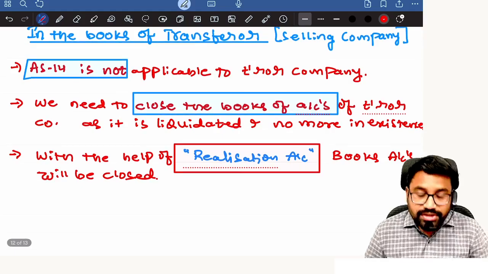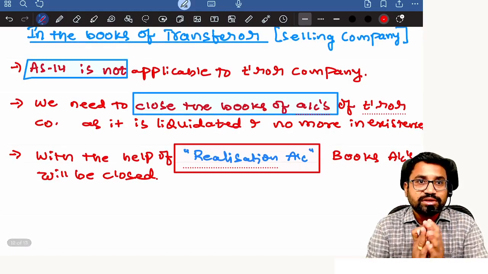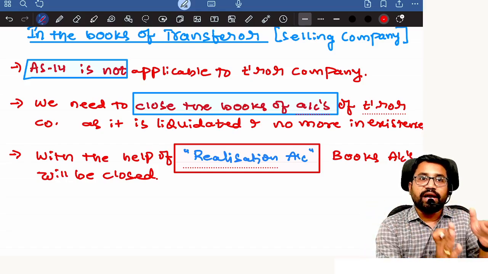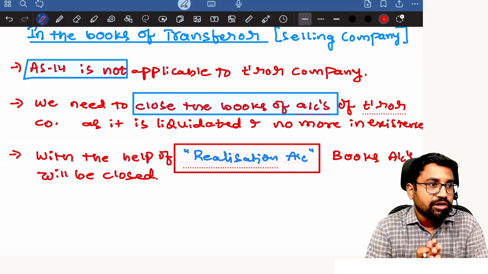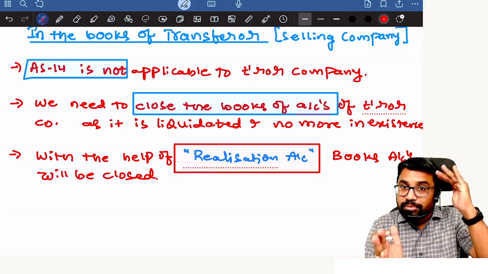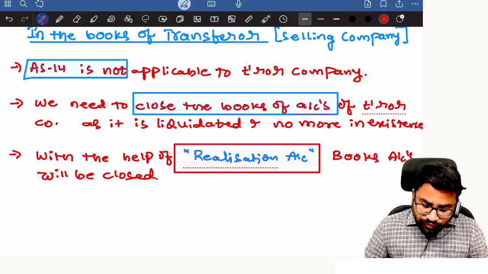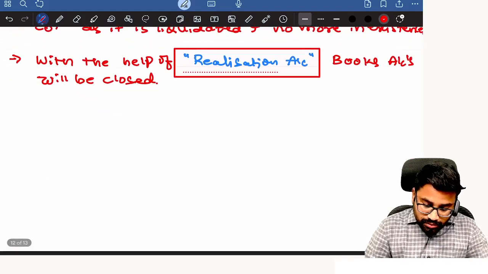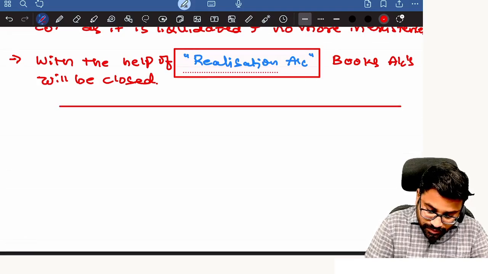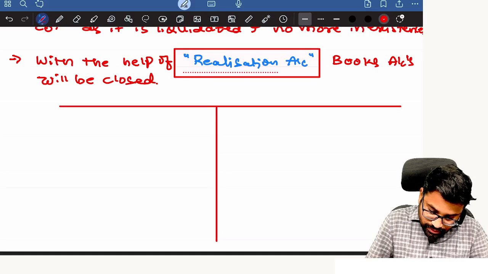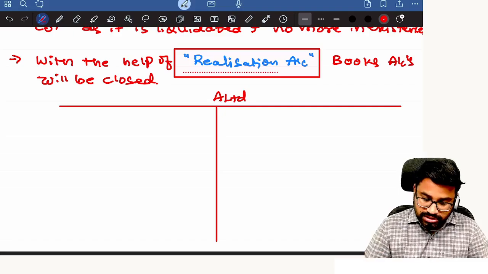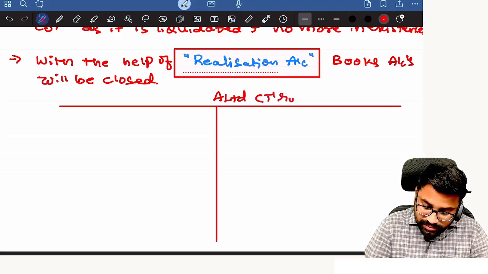Now the question is, sir, how to close the books of accounts? See, I am going to tell you the systematic procedure. You keep this in mind so that you are never going to fail. So whenever you are closing the books of accounts, you should remember this order what I am teaching. First of all, suppose there is a company A Limited. Now this company A Limited is taken by B Limited. That means this is transferor company.